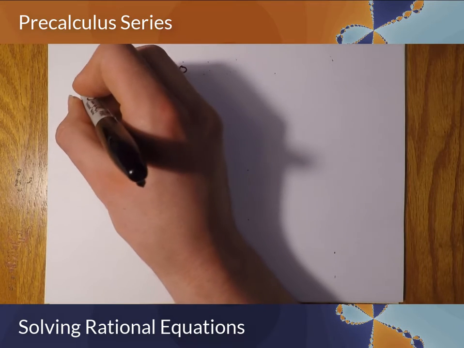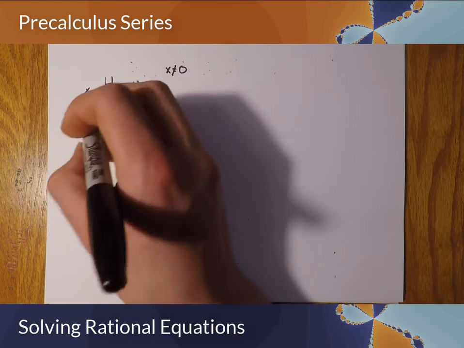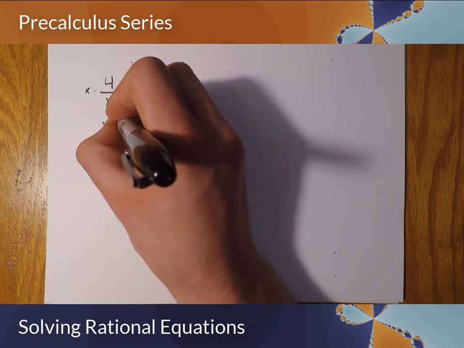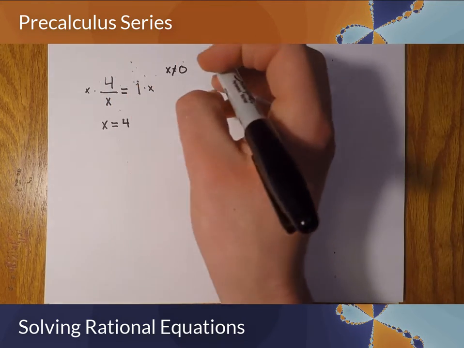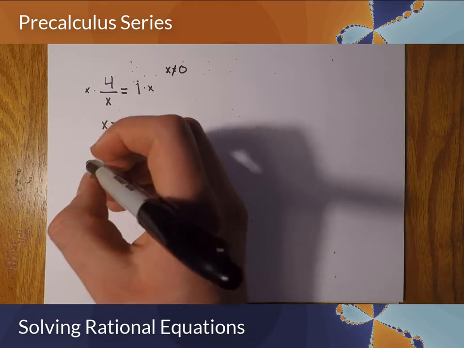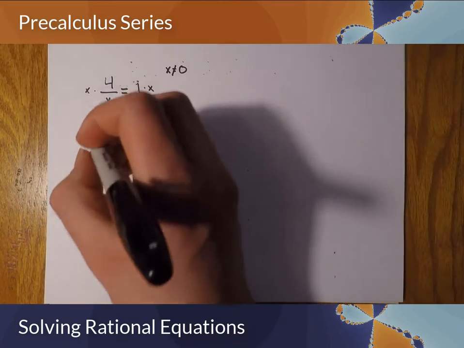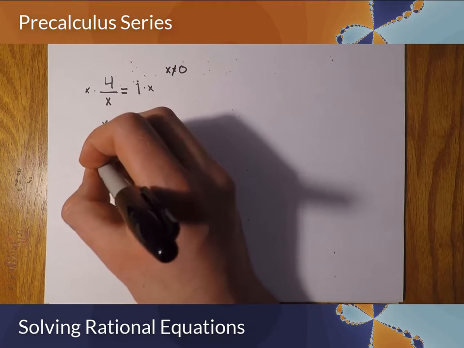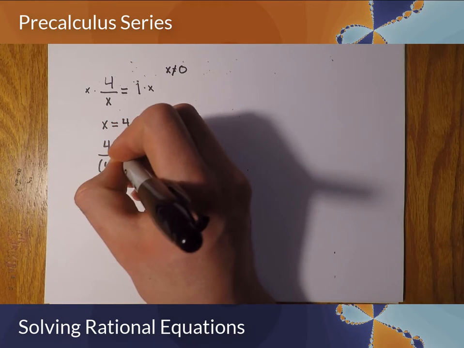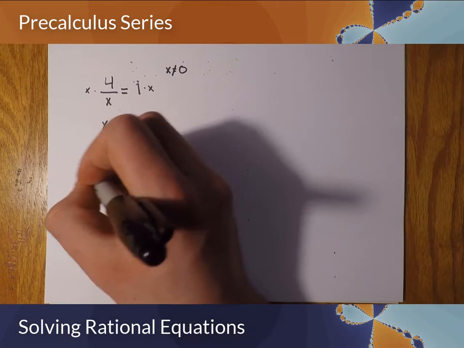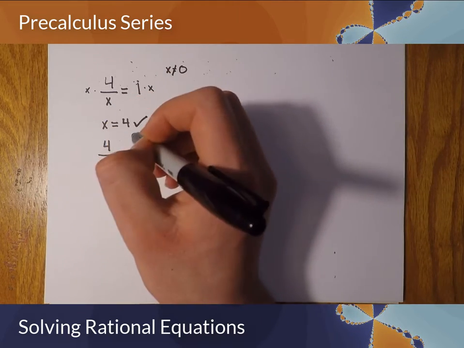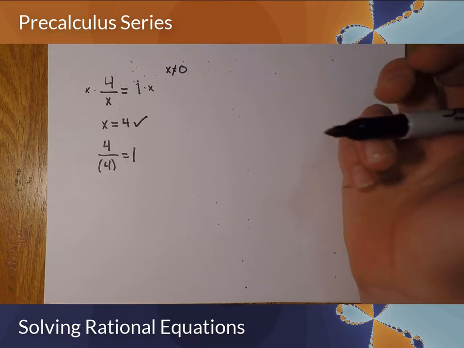So now solving it, we just simply multiply both sides by x, and we get x equals 4. And now to verify that it works, which is what you always have to do with these rational equations, you just sub 4 back into the equation, so 4 over x, so 4 over 4. And from here we can tell that it equals 1. So x equals 4 is the solution to this equation.